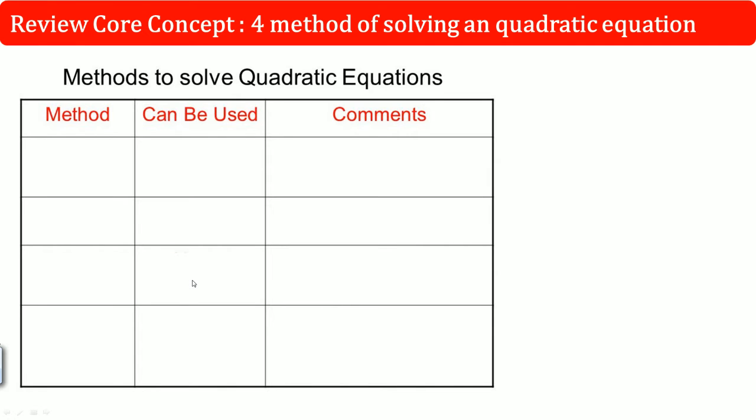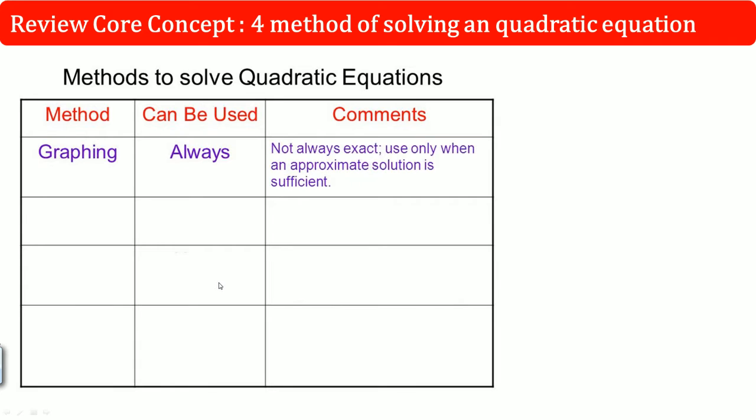So we're going to review a core concept. These are your 4 methods of solving a quadratic equation. Method 1 is going to be the graphing method. This always works, but the problem is it's not always exact. Sometimes you get a decimal answer, but this is going to be the easiest method to use.